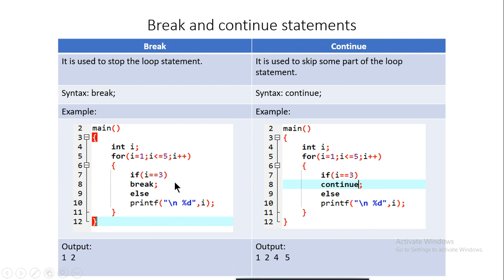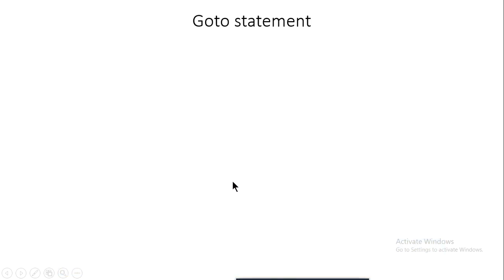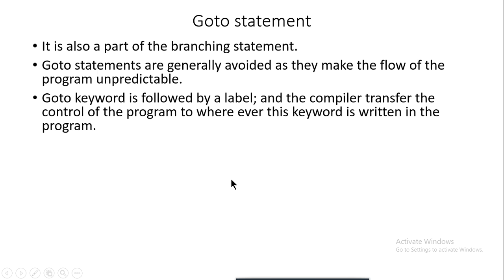So here after 2, 3, 4, 5 will not be executed because of break, but here only 3 will be skipped because of the continue statement and the rest 1, 2, 4, 5 will be printed. So this is a simple example of break and continue statements. Okay, let's start with goto statement now.